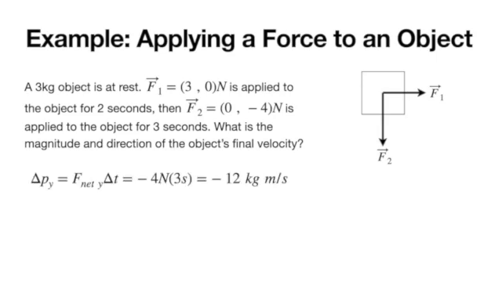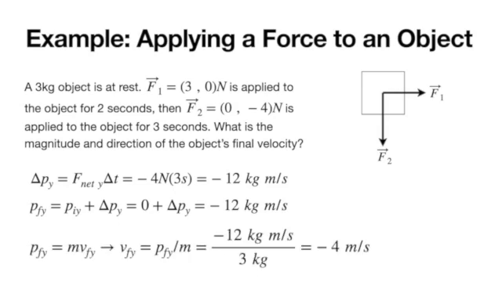Now let's do the y direction. Same set of steps. Delta Py is F net y delta t. From what we're given, we find that's negative 12 kilogram meters per second, which is negative because F2 is pointing down. And then our P final is just the same as that delta P because we started at 0. So our P final is negative 12 kilogram meters per second. And then if we want to find our velocity in the y direction, we need to divide that by the mass. So negative 12 over 3, we get negative 4 meters per second in the y direction.